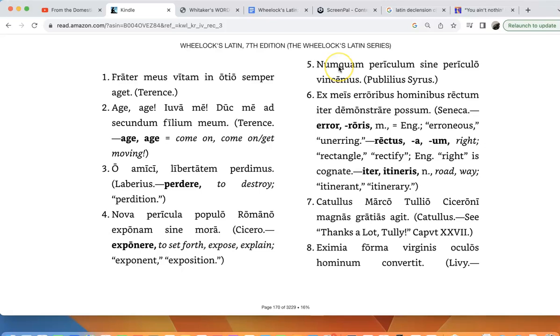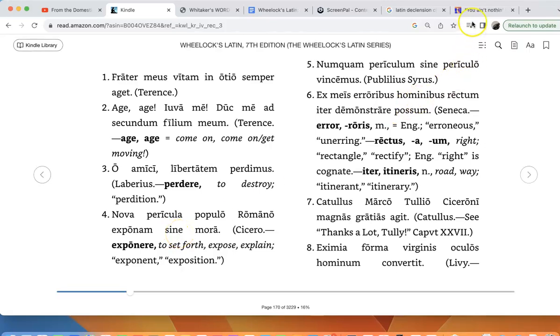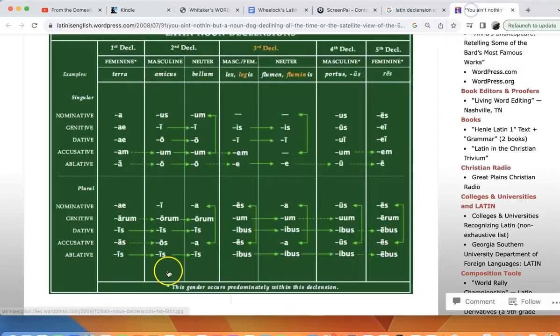that element. So numquam means never. That's just an adverb, so we look it up. And then here we have periculum, which is singular, but then here we have ablative because we just got done saying that sine always is followed by the ablative. So second declension ablative singular is O, so periculo.